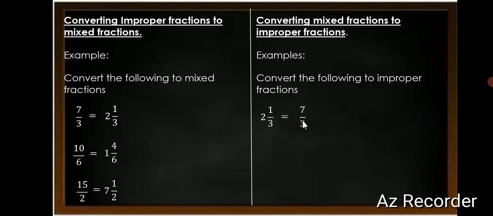We now have 7 over 3. Let's take another example. We have 1 whole number, 4 over 6. So we'll do the same thing. We'll multiply 6 times 1. That will give us 6. 6 plus 4 will give us 10. So our answer will be 10 over 6. Let's take another example. We have 7 whole number, 1 over 2. You multiply 2 by 7, that will give you 14, plus 1, that will give you 15. 15 over 2 is the improper fraction equivalent.